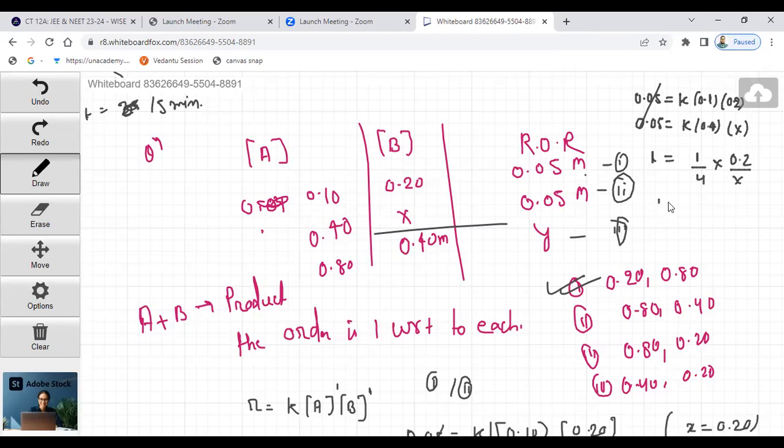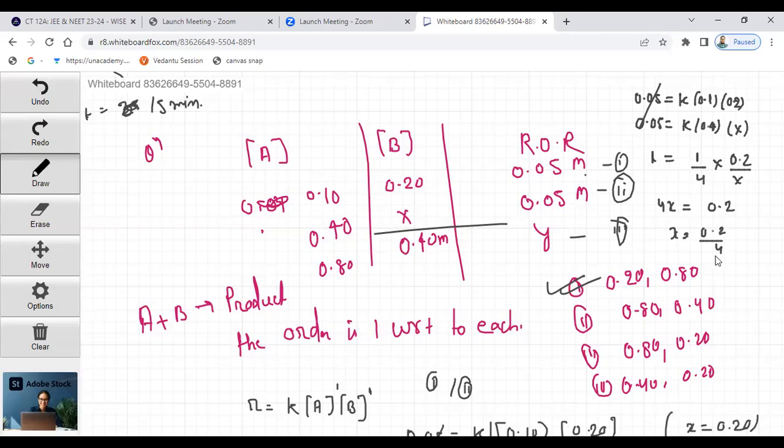So you have to find X value. 4X value will be equal to 0.2. So you have to calculate the X value. X value will be equal to 0.2 divided by 4. But there is no such option. Okay, please wait one minute. I am checking the question once again.